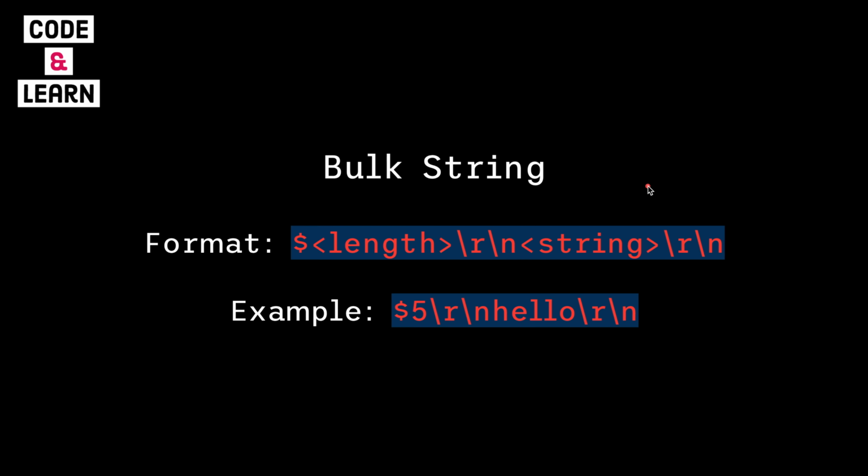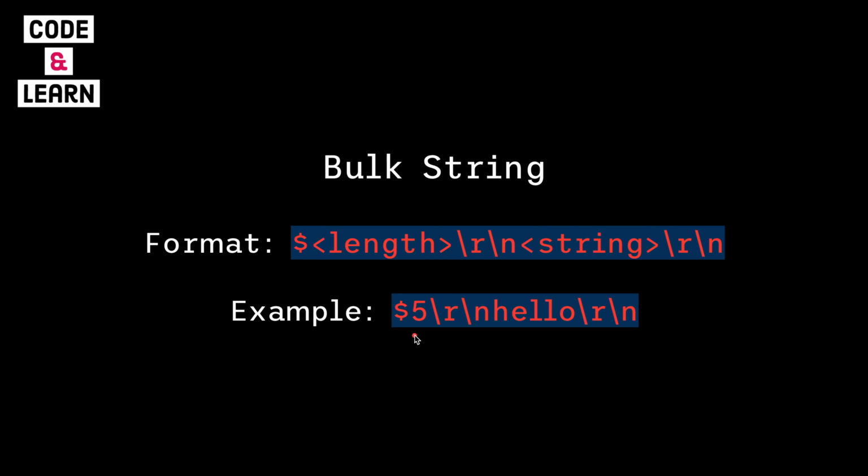Then we have the bulk string. Bulk strings are used for binary safe strings up to 512 megabytes in length. The length is specified first, which allows for fast parsing without needing to scan for special characters. So it will start with a $, then the length of the string, a terminator to tell that the next field is a string up to the length that was specified, and then a terminator again.